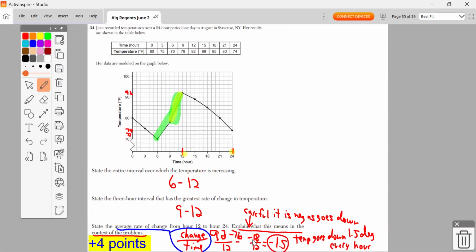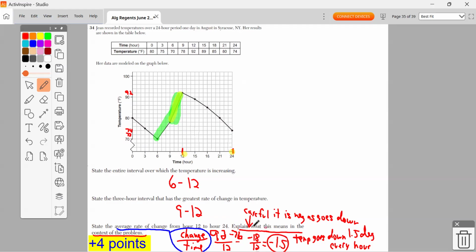I wrote negative 18 because it's going down. All right. I know that 92 minus 76 is positive 18, but we need to reflect that it's going down. A positive 18 would mean that it's going up. So that is negative 18 over 12. Negative 18 divided by 12 is negative 1.5. Be very, very careful right there. You saw that I made a mistake even.